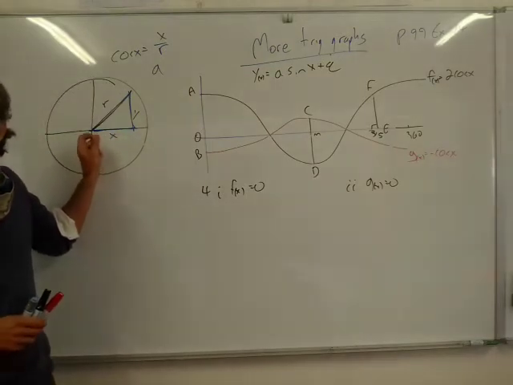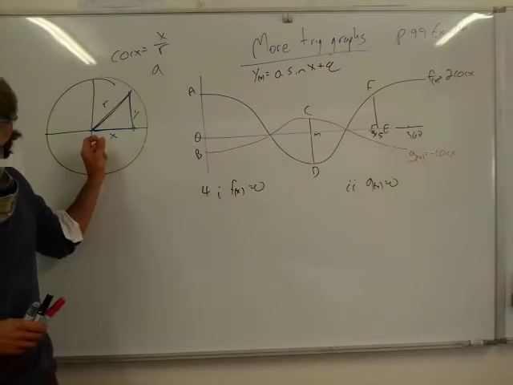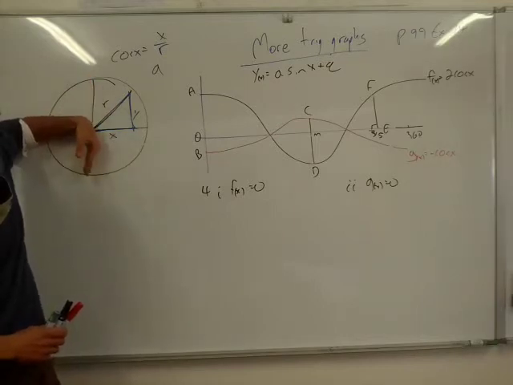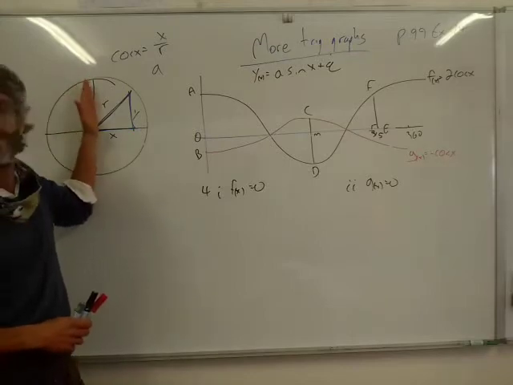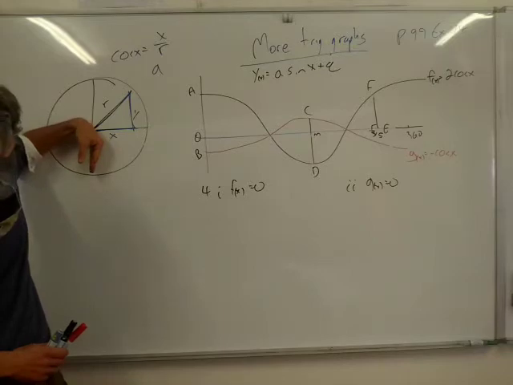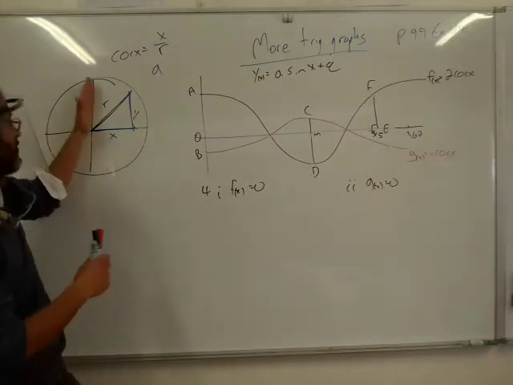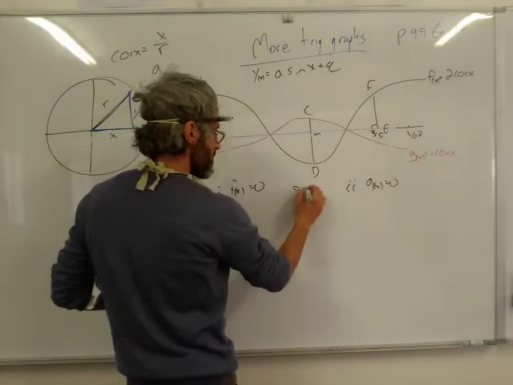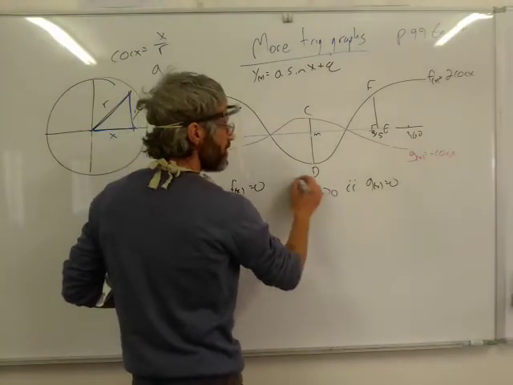When is that going to happen? For what angles? Over here and over there, right? That's when the x is going to be 0. So what angle is that? 90 and 270, just adding 180. So it's going to be a 90 and a 270.